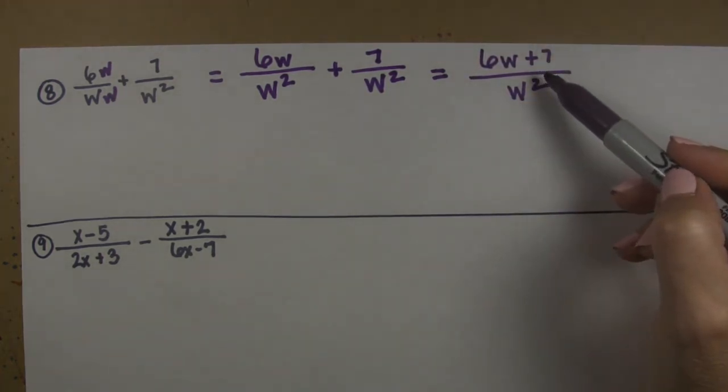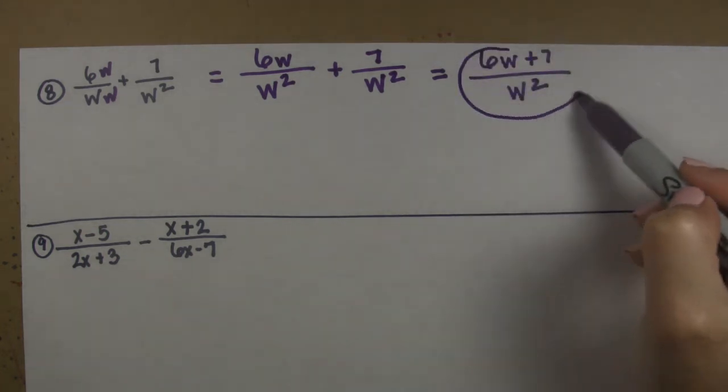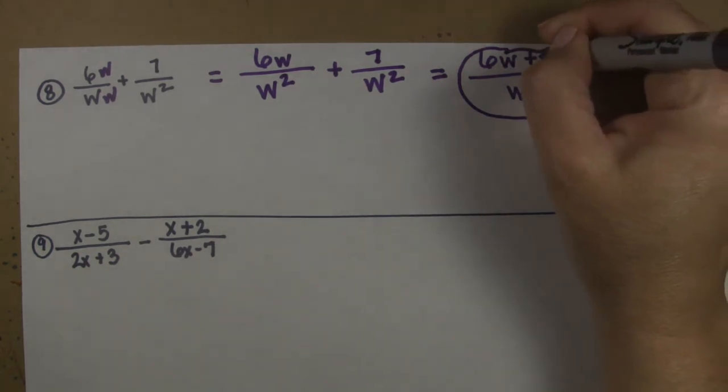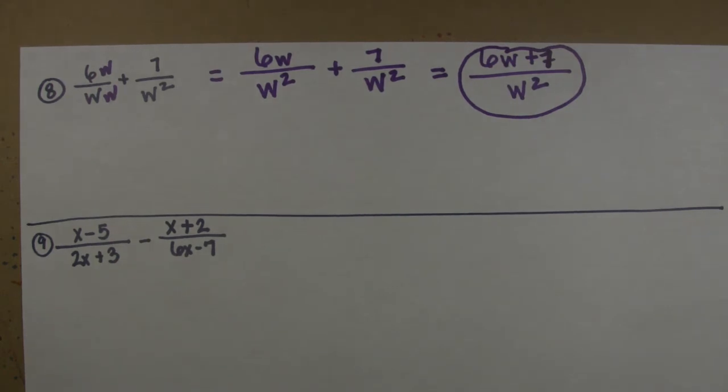Can you reduce 6w plus 7 at all? Nope, you're pretty much stuck with it. So this is our final answer. Except that I made my 7 look like a 1. There we go. Okay. All right, so now we're back to number 9.